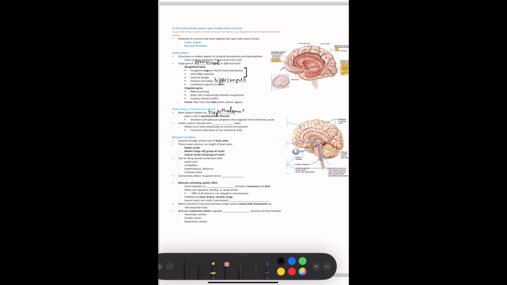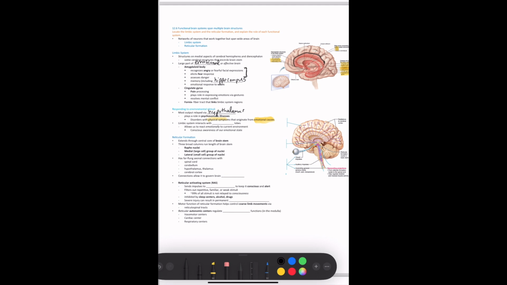So the hypothalamus plays a role in the psychosomatic illnesses. These are disorders with physical symptoms that originate from emotional causes. So, for example, I had a relative, they were dealing with emotional issues. It showed in the body, they started having GI tract issues. So, for instance, acid reflux.